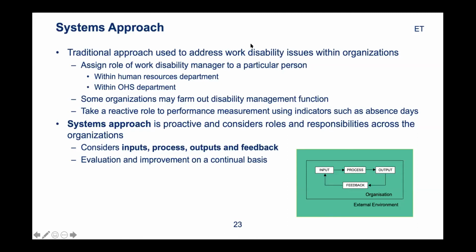These are very reactive approaches. They deal with the absences when they arise rather than thinking about how we can prevent disability in a proactive way. Whereas the systems approach really focuses on proactively addressing work disability. It considers the roles and responsibilities across the organization, and everybody plays some role in these kinds of systems. And thinking about how we identify what those roles are. It considers inputs, the processes, the outputs, and the feedback that ensures that we have continual improvement in the system.